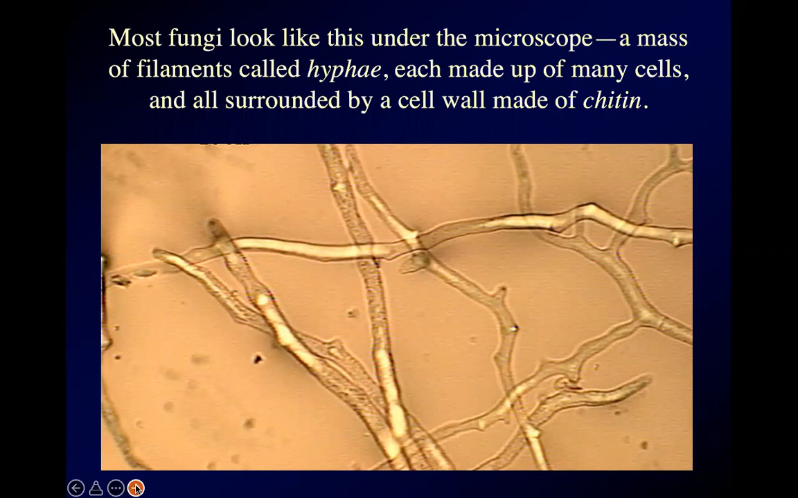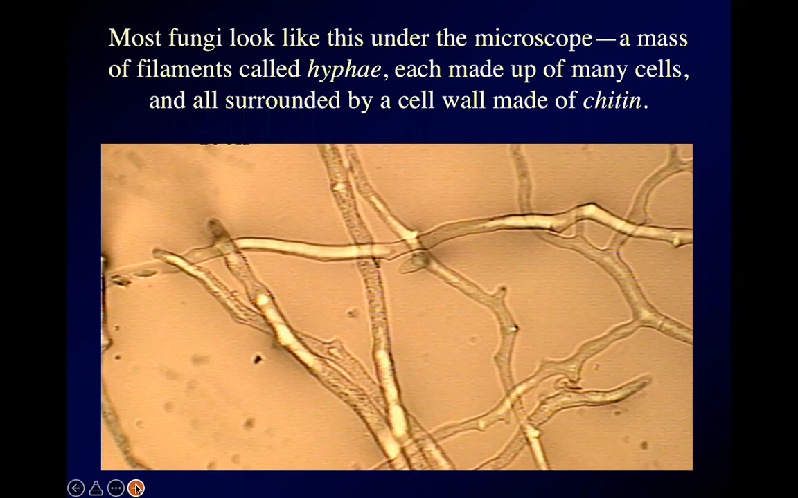Most fungi under the microscope look like this. They're made up of a mass of filaments, and each filament is called a hypha, H-Y-P-H-A. Since this is a Latin word, it's got an odd plural. The plural form is hyphae. And each hypha is made up of many cells. And the whole thing is surrounded by a cell wall.